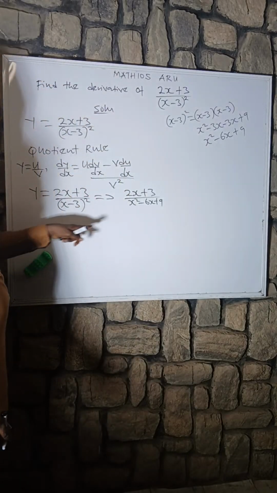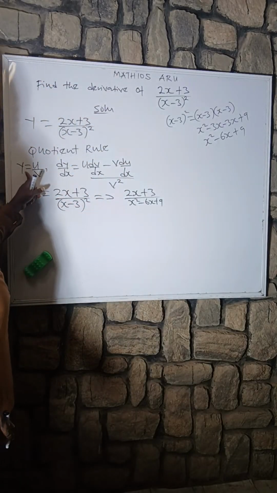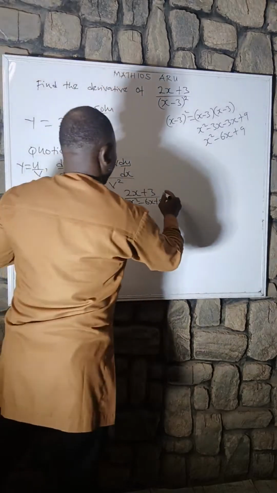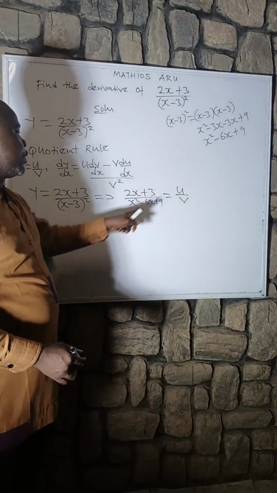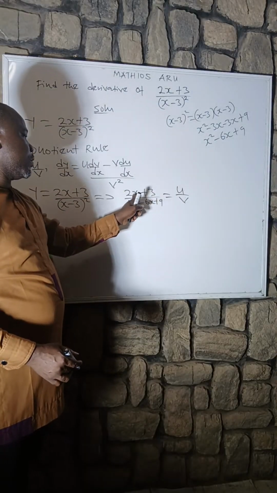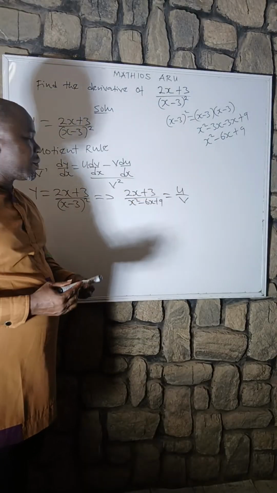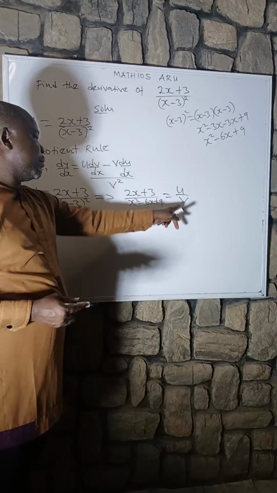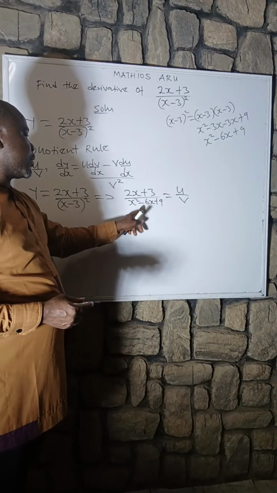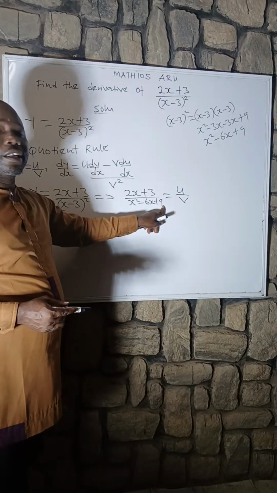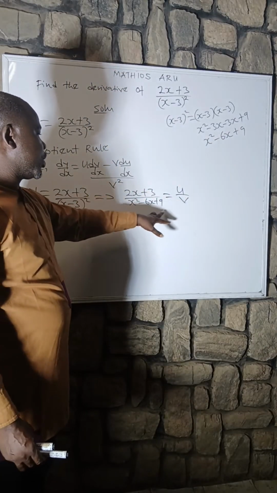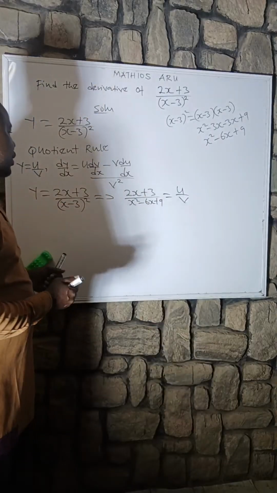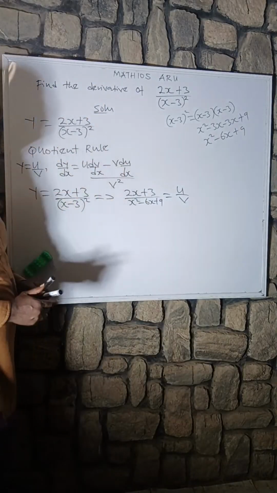So using this, if you equate it with u all over v, you don't need a prophet to tell you. Let u be equal to 2x plus 3 and v be equal to x squared minus 6x plus 9. What you need to do is differentiate the functions with respect to x, then substitute into the formula.